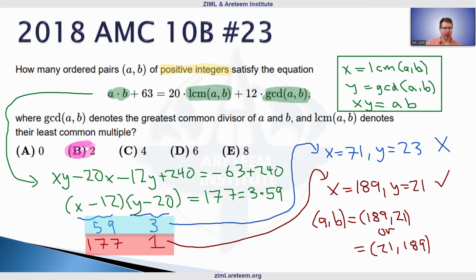So our answer is B in this case. We have two solutions at the end here for A and B. So make the substitution, solve for x and y, but don't forget we need to go back and find our final answer in terms of A's and B's in this setup.